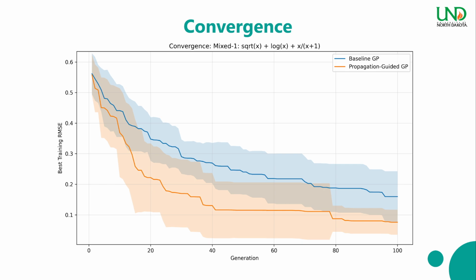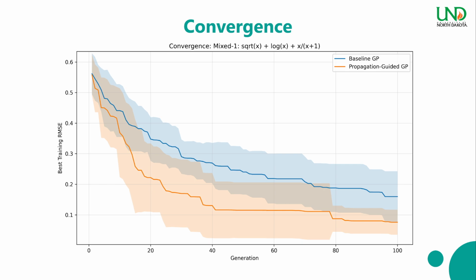So this is the convergence behavior for the mixed one benchmark, comparing the two: the baseline versus the propagation guided approach. The blue line is your base genetic programming, and the orange line is the propagation guided approach. The shaded regions show the variance across the runs.